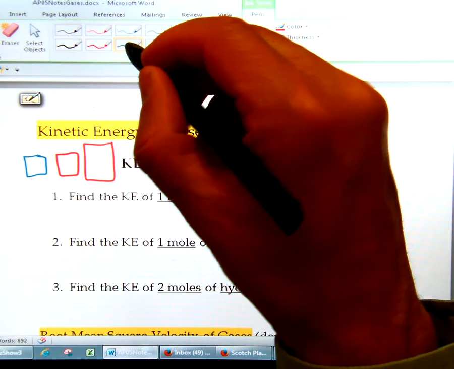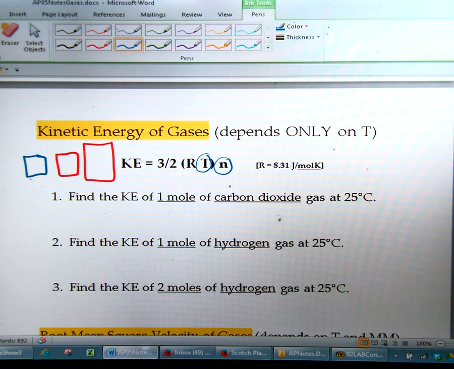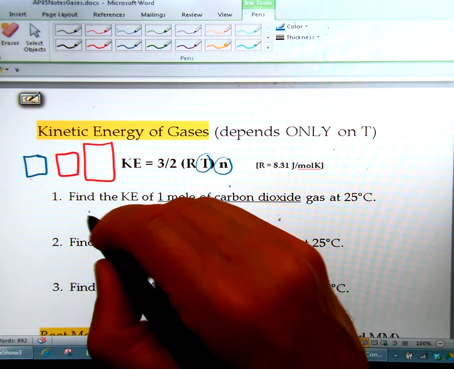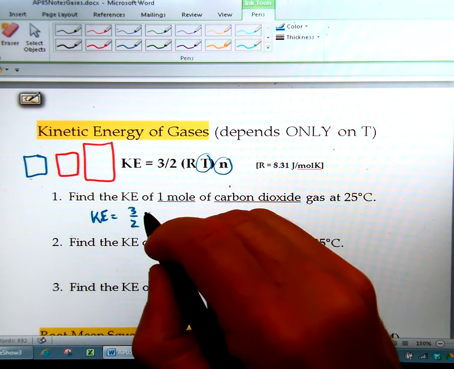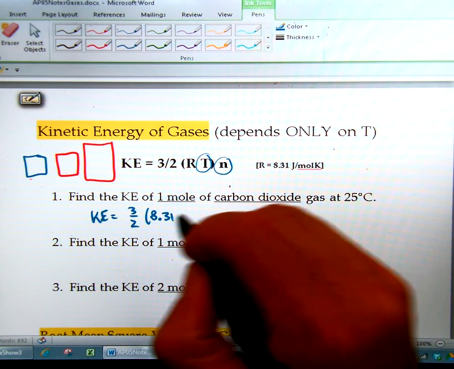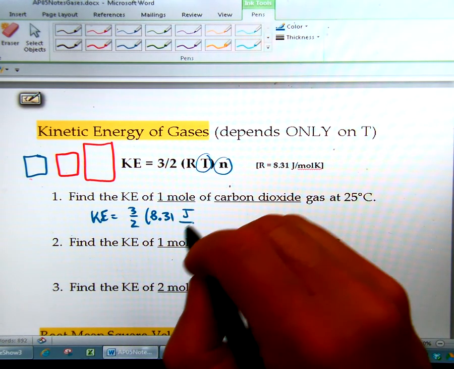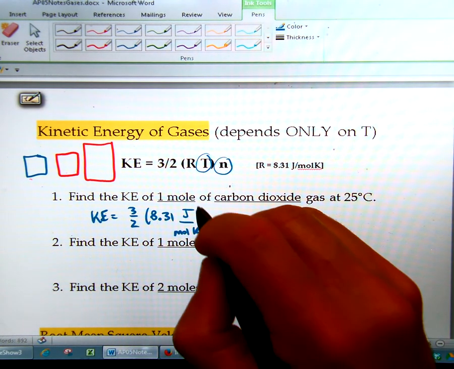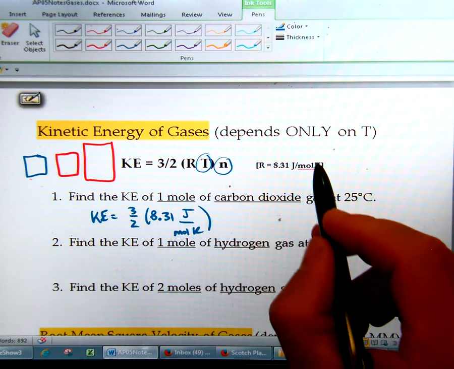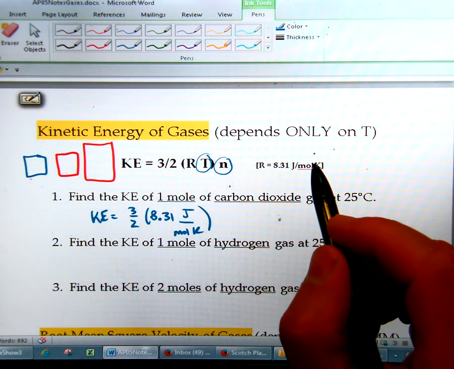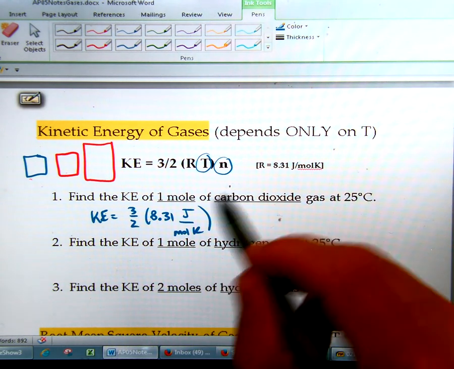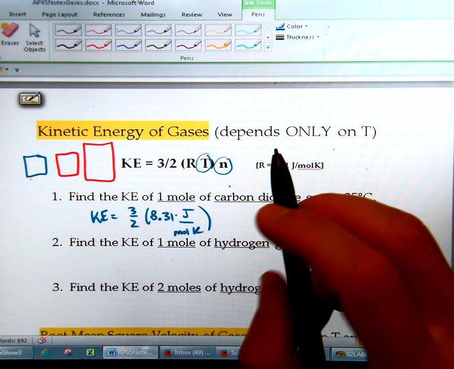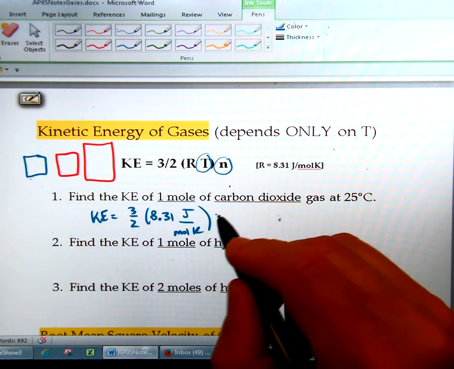Let's suppose we're trying to find the kinetic energy of carbon dioxide at 25 degrees Celsius. We're just going to say it equals 3/2 times R. Now this R is a different R than the other R. This one is 8.31 joules per mole Kelvin. If you wanted to take the time, you could actually derive this R from the other R, 0.0821 liter atmospheres per mole Kelvin. They're actually the same number and unit converted. So this is the R you have to use here to match the units.